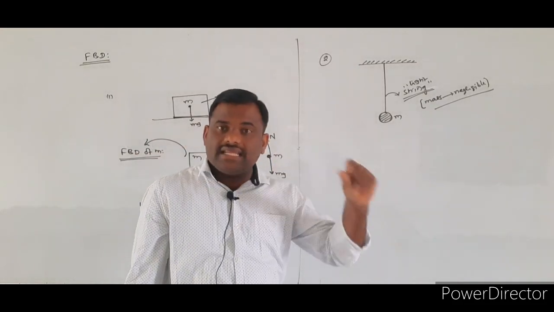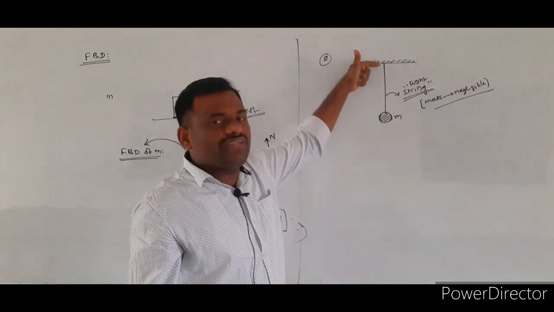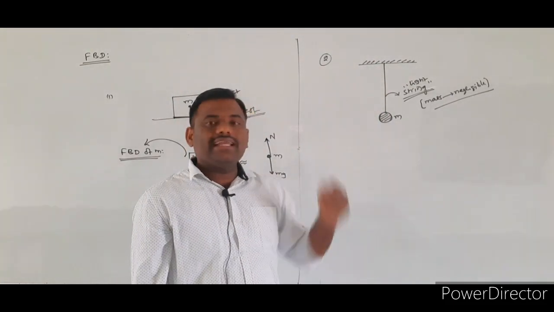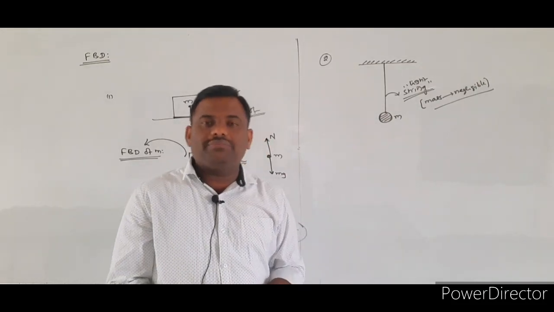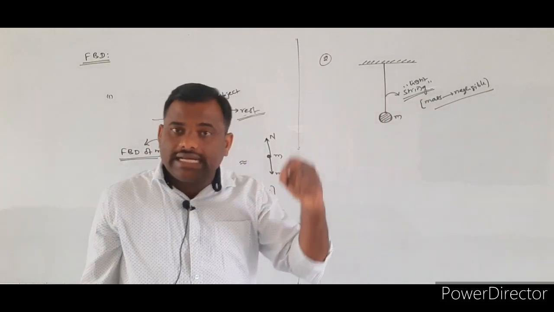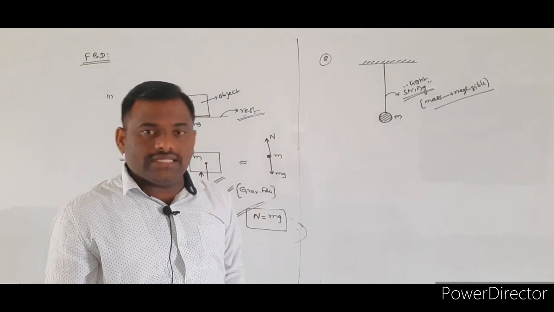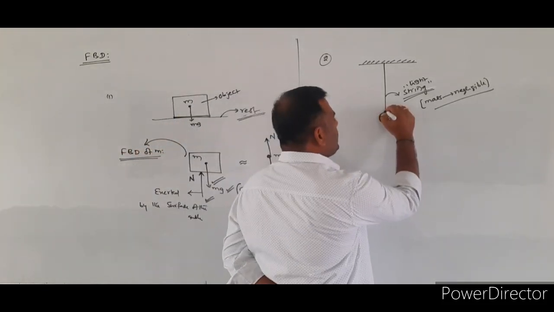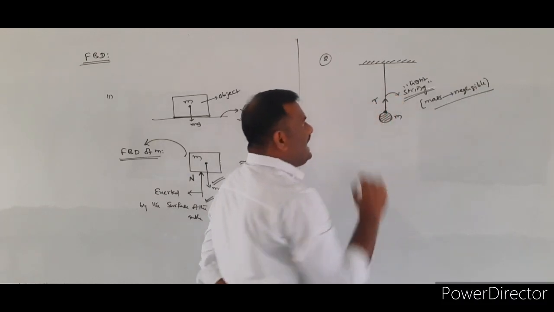Whenever a light string is given, at each and every point along the length of the string, the tension value will remain the same. In the last class also I told you, whenever any object is suspended from a rigid support with the help of a string or a thread, tension will develop within that string. And what is the direction of the tension? The direction of the tension is acting away from the point of contact.